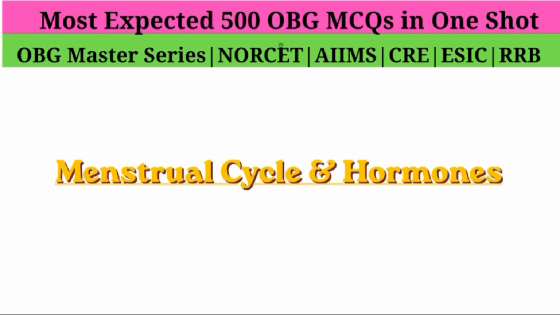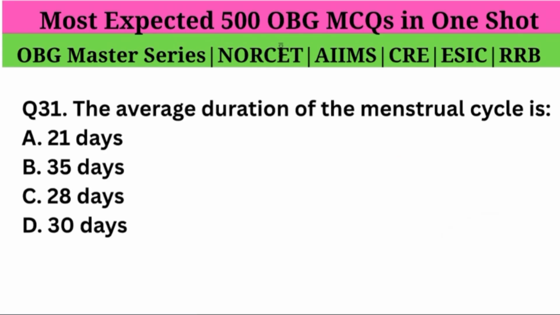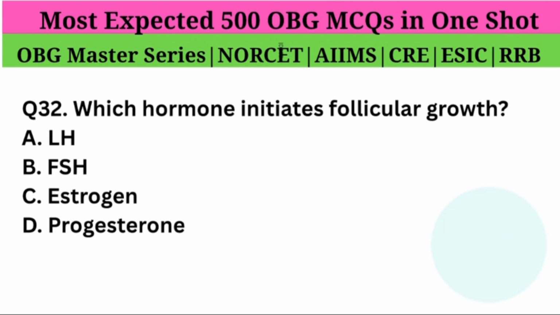Next topic, menstrual cycle and hormones. Question number 31. The average duration of the menstrual cycle is? Your correct option is option C, 28 days. Next question, which hormone initiates follicular growth?